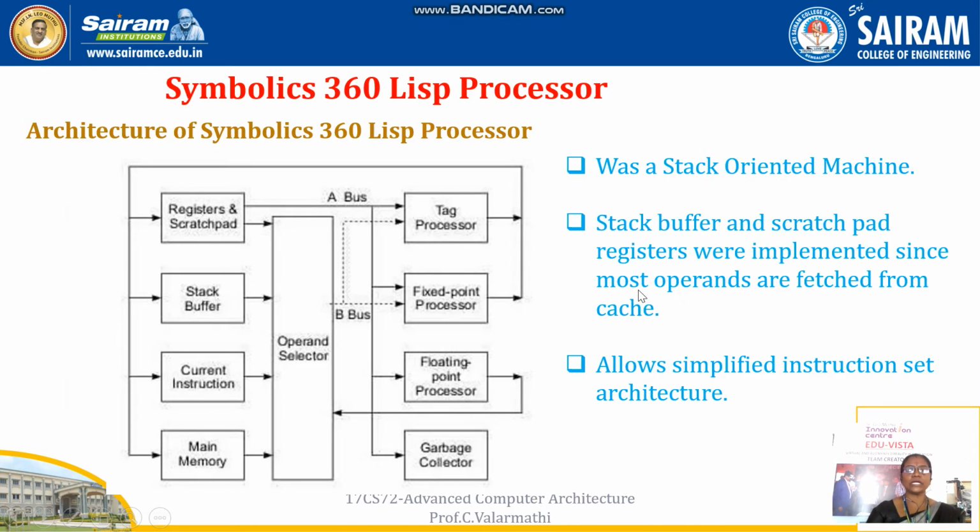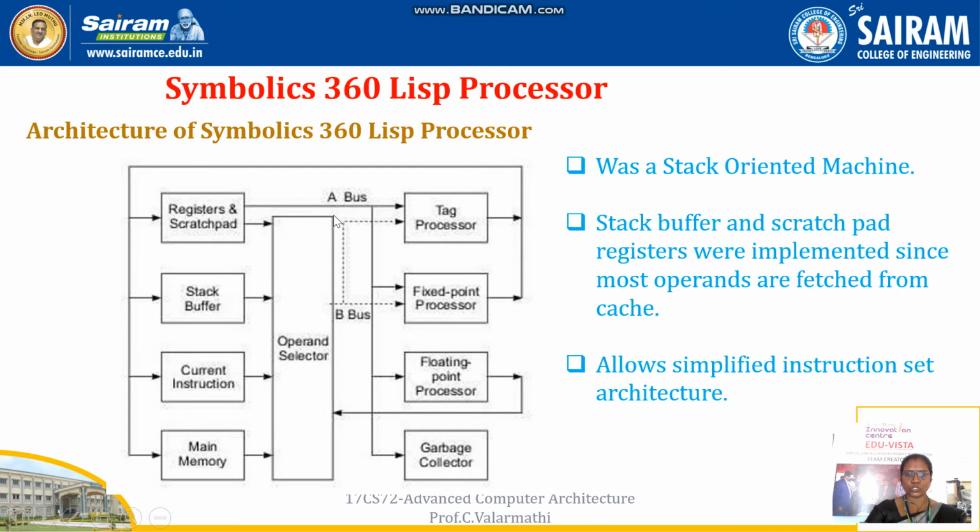Then let us move on to the typical architecture of symbolic processors. Here we have taken one example architecture, the Symbolics 3600 Lisp processor. This architecture is a stack-oriented machine, and its design is entirely different from the typical processors we studied in the last topic: SPARC, VLIW, and superscalar architectures. So here it is entirely different.